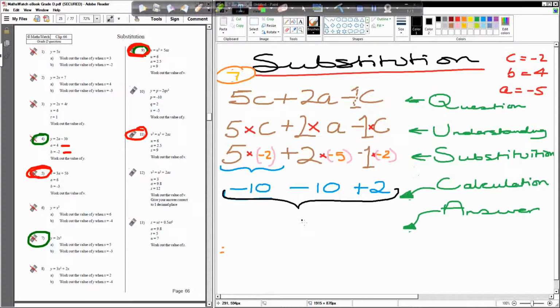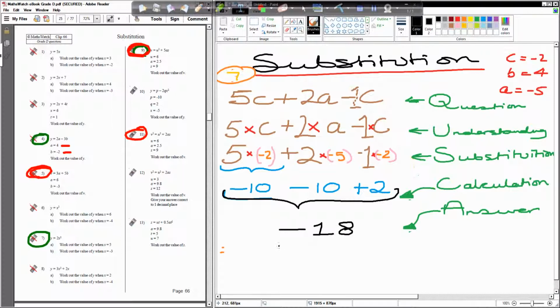So -10 add -10 is -20. Okay? Just think of it as owing. You owe me 10 and you owe me another 10, so you owe me 20 altogether. Now you owe me £20, but you only have 2. So what is the balance? If you owe me £20 and you have 2, the balance is -18.